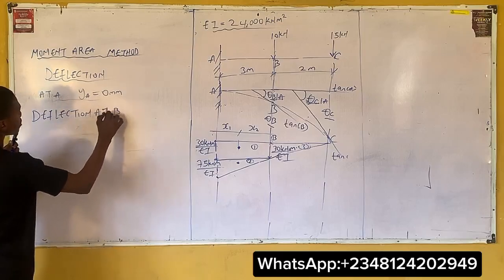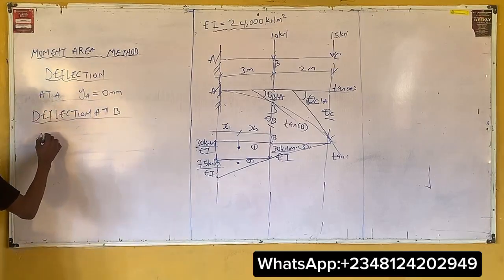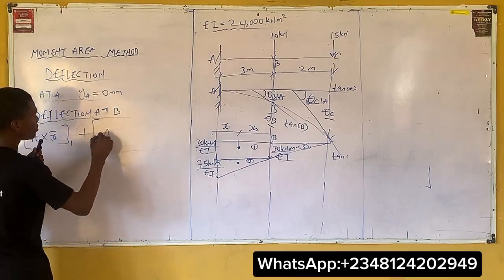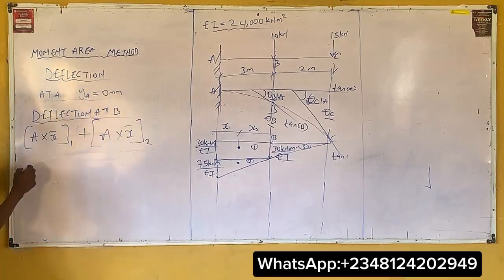Deflection at B is equal to the area multiplied by the centroid of figure 1, plus the area multiplied by the centroid of figure 2. Now, what's the area of figure 1?